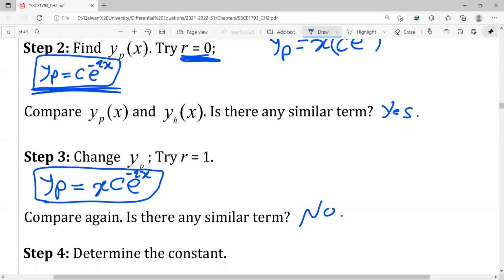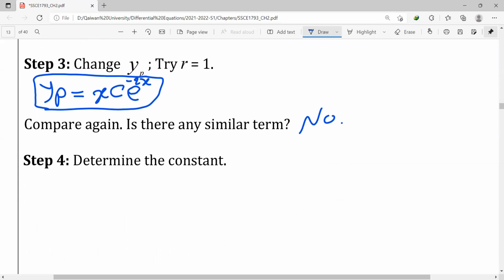Now what we do, we are going to find the derivatives of this yp, then substitute into the differential equation to find the value of c. Here we do this only for finding the value of c. We say yp equals c x e to the power minus 2x.